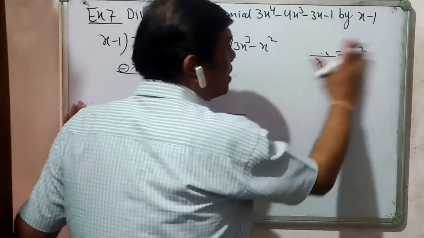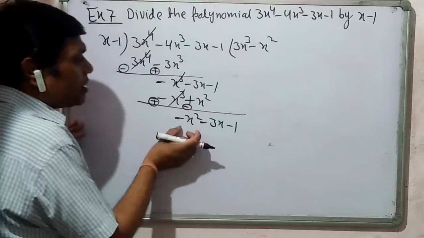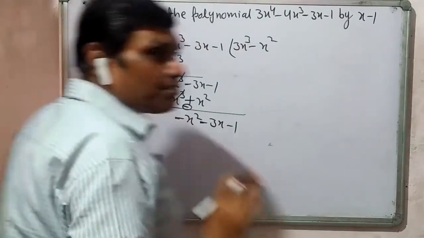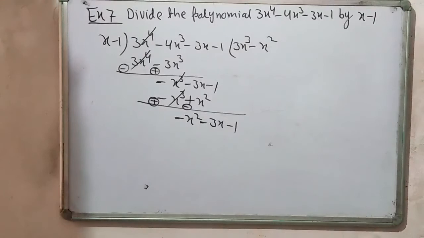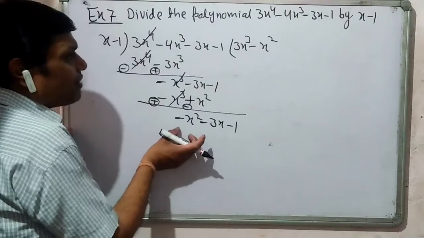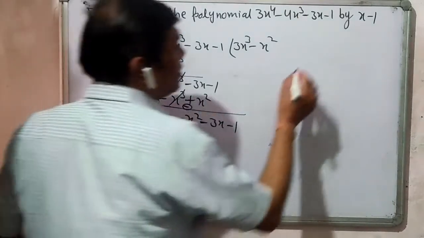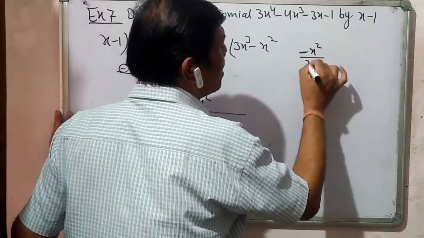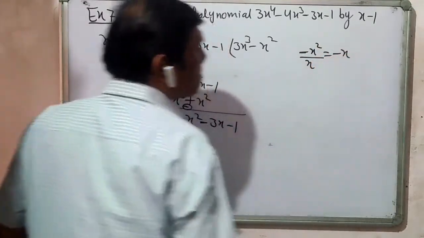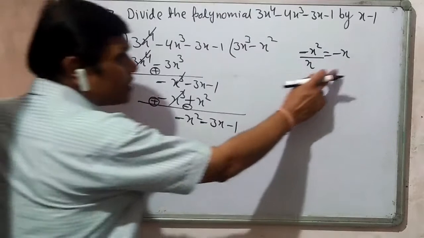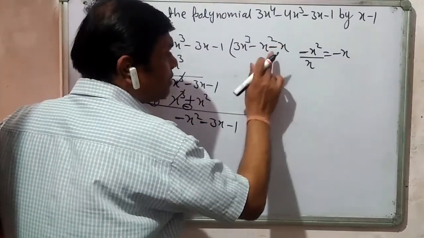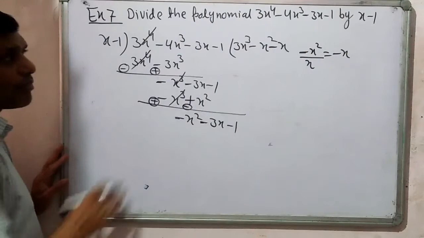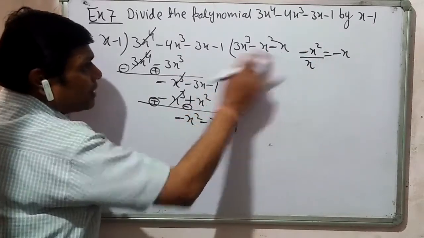Next we do the same operation again: highest degree term divided by highest degree term. That is, the highest degree term of the dividend divided by the highest degree term of the divisor. So it should be minus x square divided by x, which gives us minus x. So this minus x is the third term in the quotient.